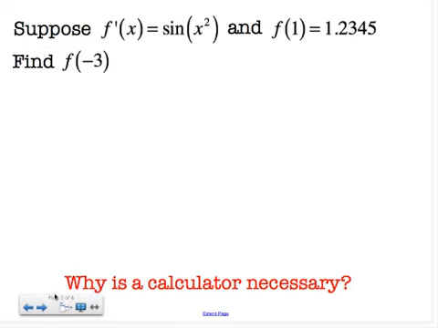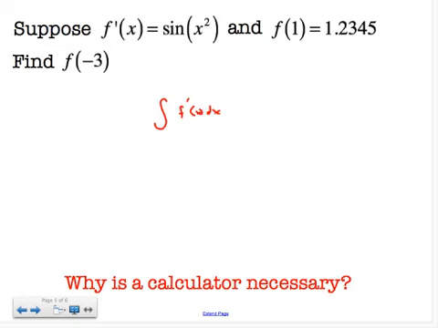There's a necessary calculator piece here. But here we go. We're given the derivative of a function f. We're given one function value. We want to find another function value. So let's set this up. We know that if I'm going to go from f prime to f, I need an integral. So let's do this symbolically first. We're going to do the integral of f prime of x dx.